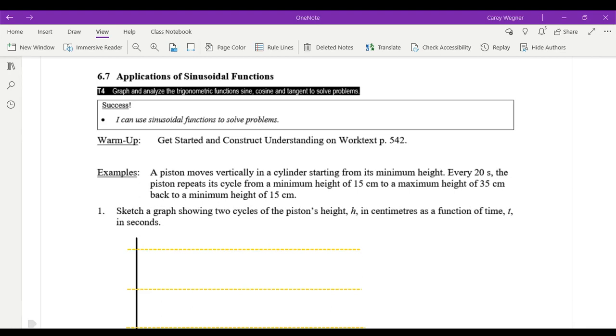Chapter 6, Lesson 7, which is Applications of Sinusoidal Functions. So what I'd like to do to begin this lesson is show you a few images and have you predict what these pictures represent. So let's have a look.